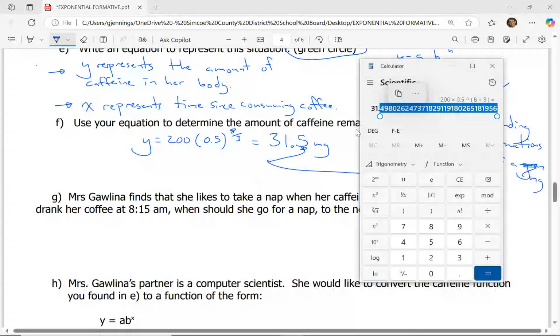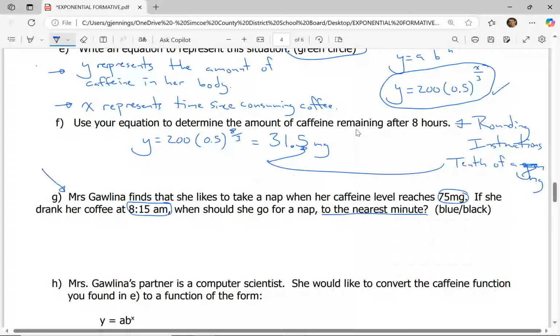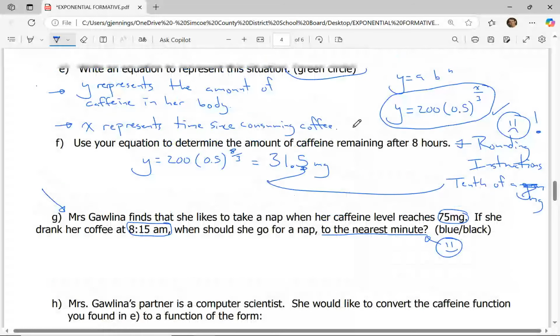Okay, let's keep going. Ooh, Miss Galina. She likes to take a nap when her caffeine level reaches 75 milligrams. Let's see, if she drank her coffee at 8:15 a.m., when should she go for a nap? To the nearest minute. Look at that. Rounding instructions there. That's good. Good, Mr. Jennings. Bad Mr. Jennings over here not giving the students rounding instructions. Okay, so you may find tomorrow that there's rounding instructions there for you.